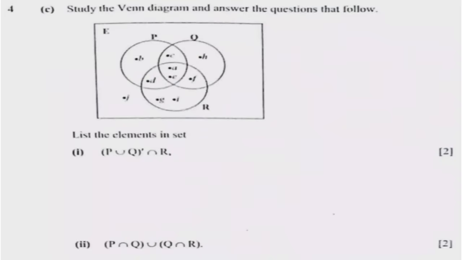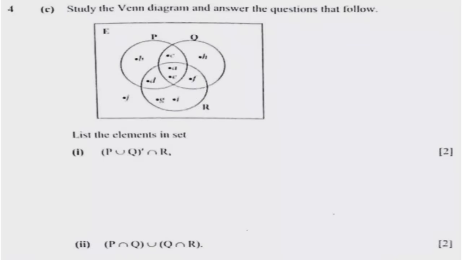We come to question 4. Question 4 is as follows. That is question 4C. Start the Venn diagram and answer the questions that follow. Okay, so we can start the diagram. That's what we are encouraged to do. So we can start the diagram. Once we have started, we can go to the actual question, which is list the elements in set T.